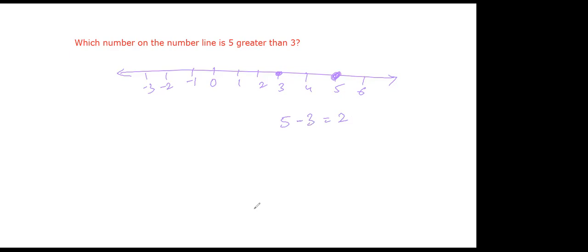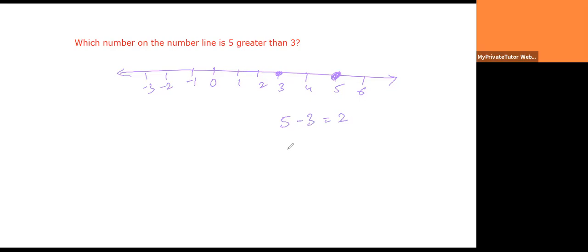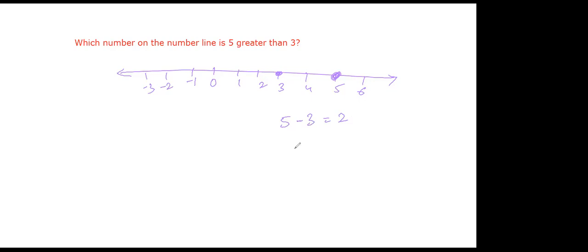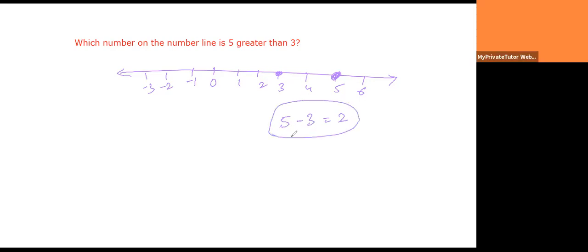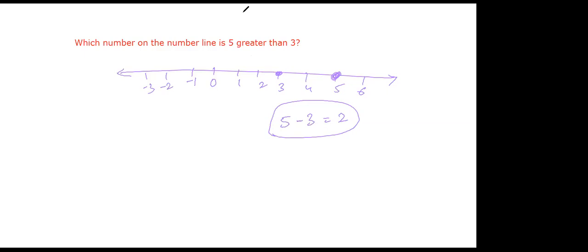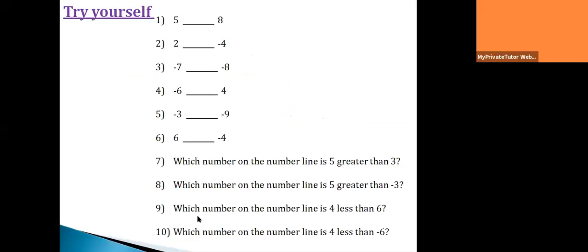Which number on the number line is 5 greater than 3? We just need to find the difference between those numbers. Okay. So it looks a little tricky as the question reads, but we just need to find the difference. Okay. So just try the next one if you can.